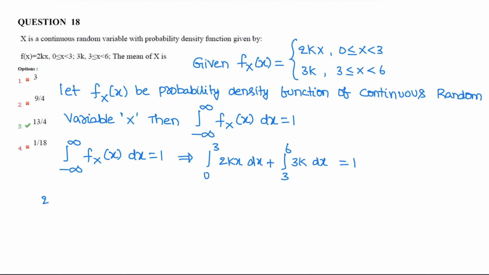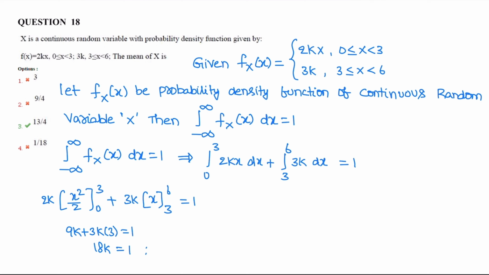2k is constant, integral of x is x square by 2 with limits 0 to 3, plus 3k is constant, integral of dx is x, with limits of integration from 3 to 6, equal to 1. Now 9k plus 3k into 3 is equal to 1. 18k is equal to 1. The value of k is 1 by 18.